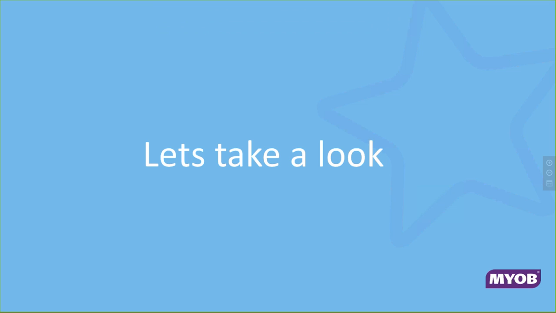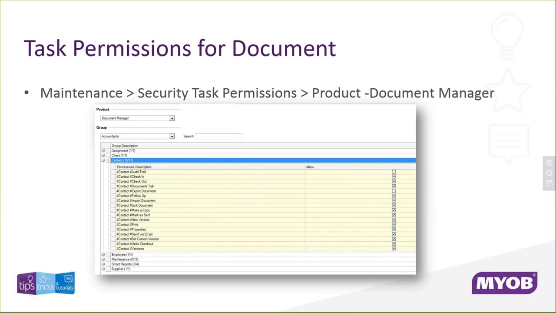Okay, let's jump back to the presentation again. Now, the next type of security is called task permissions for documents, which is accessed through the maintenance area. And this is controlled by the employee security group that the employee is a member of. And if you access the maintenance area and go to the security and the task permissions, you'll be able to modify or manage the security levels by going and choosing Document Manager as the product. And you can apply different levels of security by choosing the employee security group.